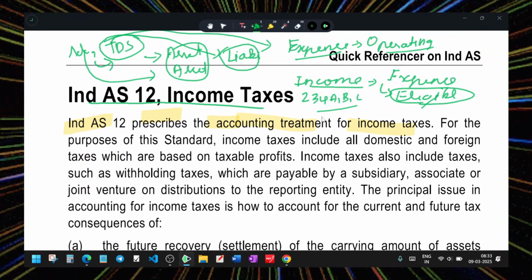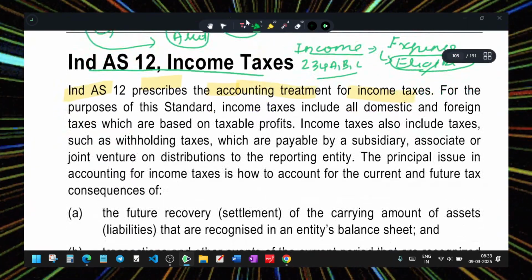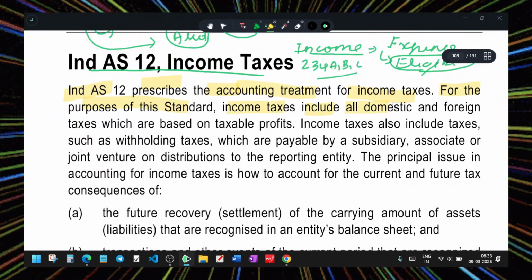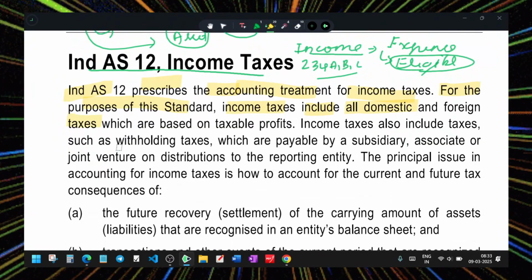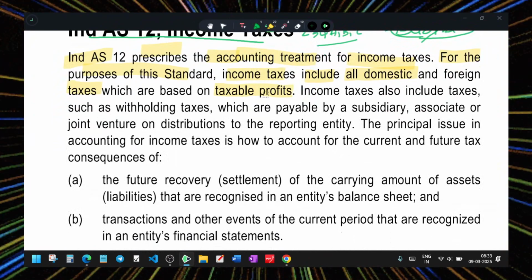So we will see how we account as per IND AS. Why IND AS? It is the international standard. For the purpose of this standard, income taxes include all domestic and foreign taxes. India is now following international standards. Not only Indian taxes, foreign tax we also need to account, based on the taxable profit. We will compute the taxable income, and then the taxable profit will be computed.